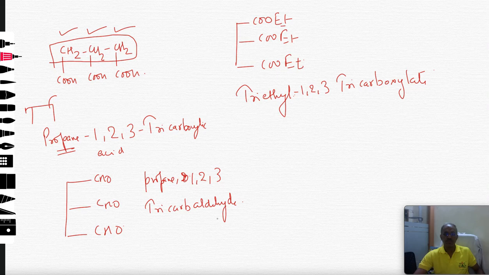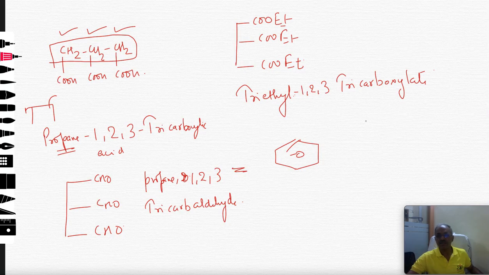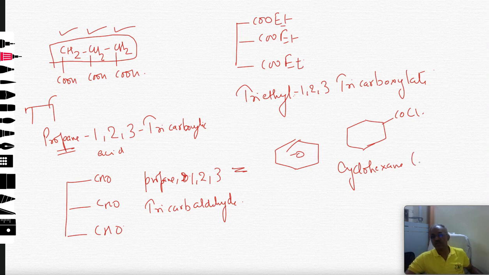Now suppose we have the same thing in a cyclohexane format. Take for example COCl. Then it will be cyclohexane carbonyl chloride. Carbonyl chloride. Right? So I think enough IUPAC nomenclature we have done.